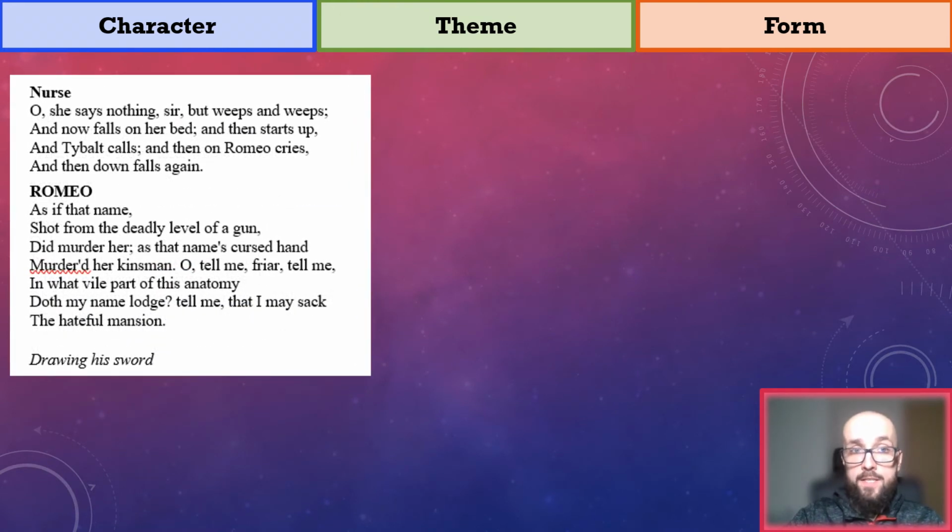Romeo and the nurse continue to chat about Juliet's sadness for a bit. The nurse says that the thought of Romeo brings Juliet to tears, as does the thought of Tybalt. Now Romeo does not like the fact that his name makes Juliet sad, which brings him to ask where in his body his name resides so that he may sack the hateful mansion and cut it out of his body.